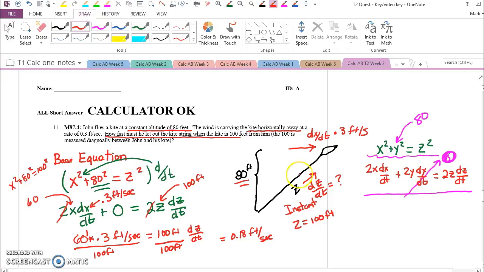Positive means that kite string is being let out. It's moving in the direction that increases z, so it's positive.